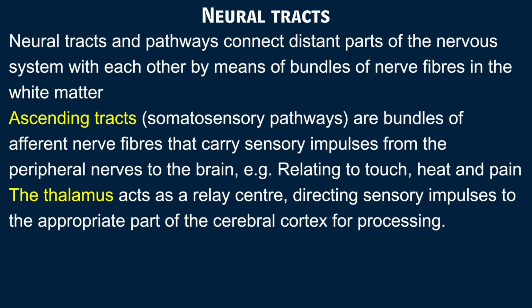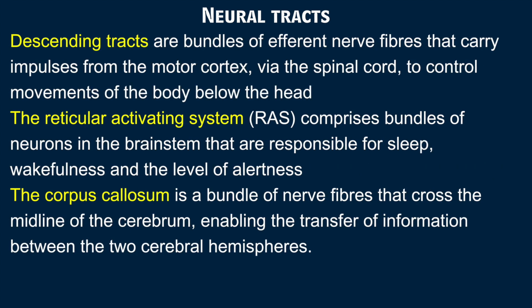Neural tracts and pathways connect distant parts of the nervous system with each other by means of bundles of nerve fibers in the white matter. Ascending tracts are bundles of afferent nerve fibers that carry sensory impulses from the peripheral nerves to the brain, for example, relating to touch, heat, and pain. The thalamus acts as a relay center, directing sensory impulses to the appropriate part of the cerebral cortex for processing. Descending tracts are bundles of efferent nerve fibers that carry impulses from the motor cortex via the spinal cord to control movements of the body below the head.